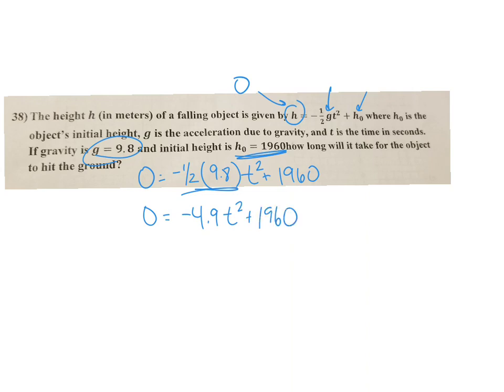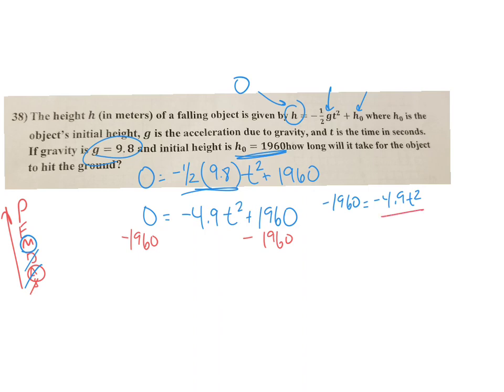So to find t, we're just going to do PEMDAS backwards. So this is just a PEMDAS backwards problem once we plug in the numbers. So I don't see any subtraction, I see addition. That's why the first thing I'm going to do is minus 1960 from both sides. So then I get negative 1,960 equals negative 4.9 t squared. So now there's no addition, no division, I have to get rid of the multiplication. How do I get rid of the multiplication? By division. So I divide both sides by negative 4.9.